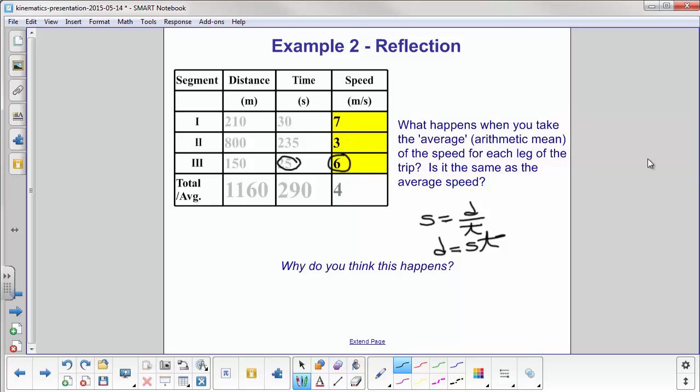What if you average these three up? Do you get the same answer? And if not, why not? So take a couple seconds and think about that one.